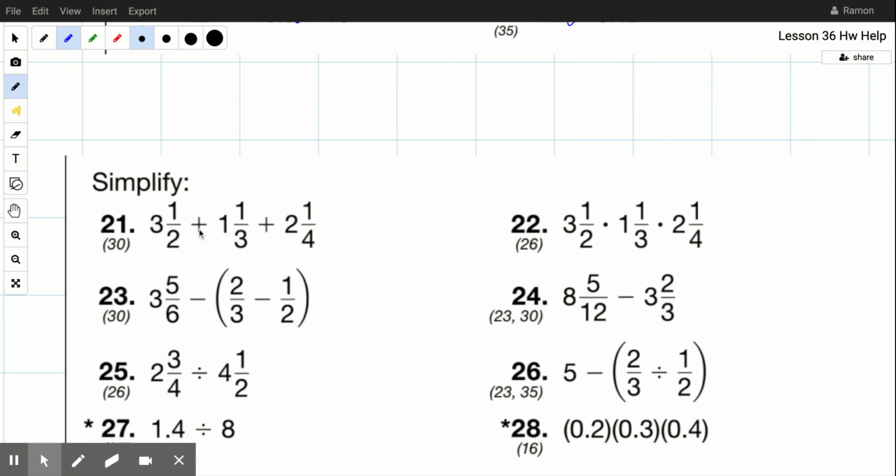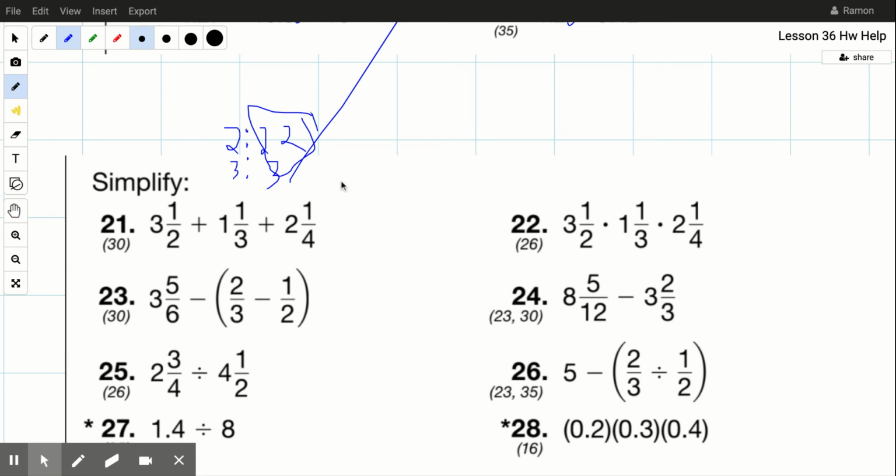Simplify 3 1/2, 1 1/3, 2 1/4. So the first thing you have to do is find the common denominator. So we have 2, 3, and then 4 is 2 times 2. So the largest group of 2's is 2, 2, and just one 3. When you multiply all of these together, you end up with 12. So you have to change all these fractions to be out of 12.